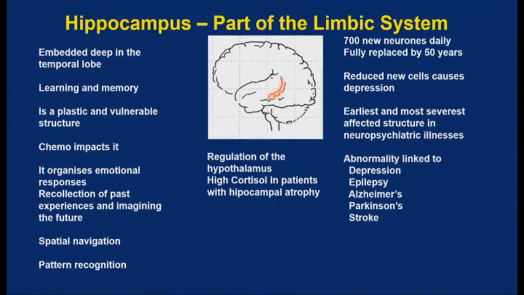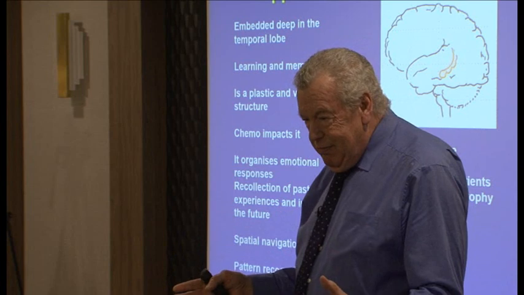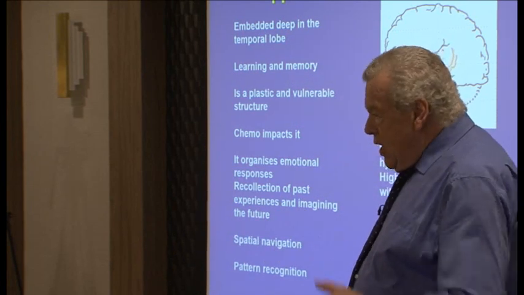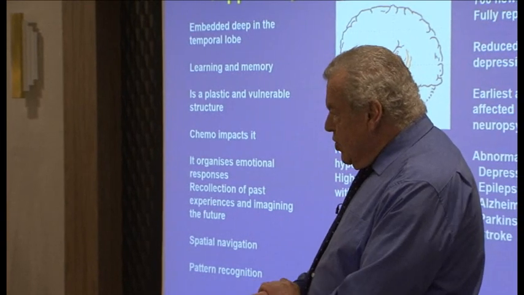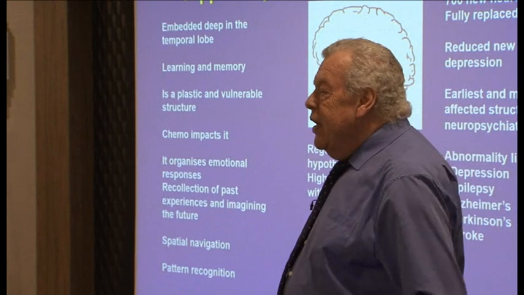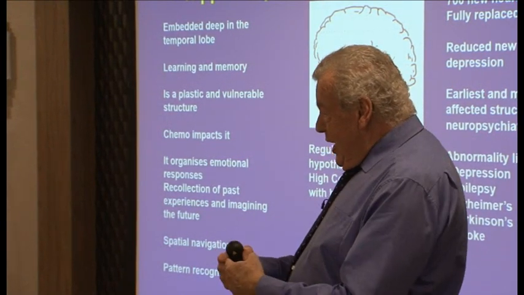Now on this side, 700 new neurons daily. So the whole of the hippocampus is replaced in 50 years. Okay. May have to wait a long time. And this is why certain memories which are laid down in there, we can't remember anymore because they've actually been destroyed. And every time you learn something new, you lay a new neuron down and make a new synapse.